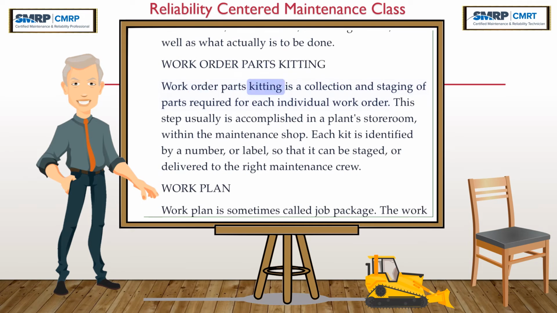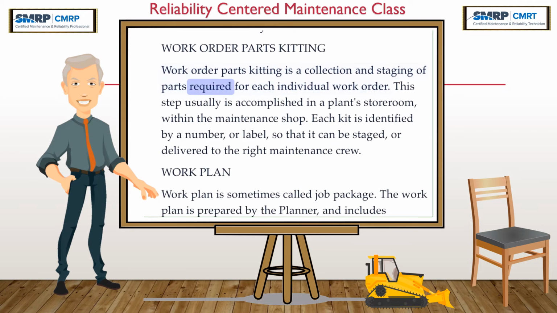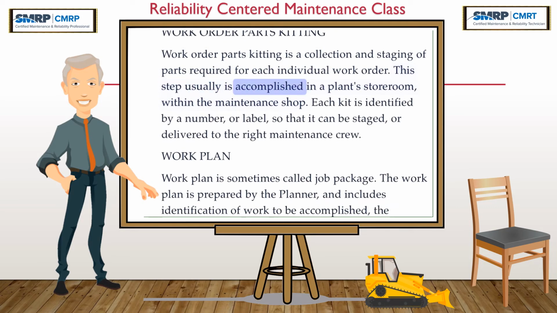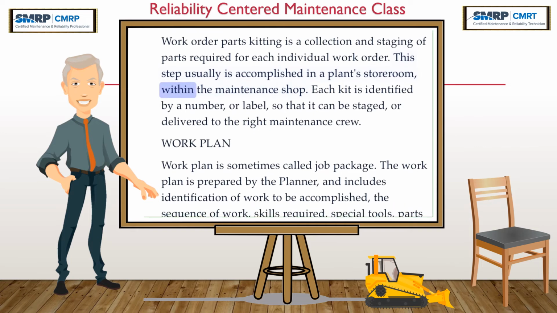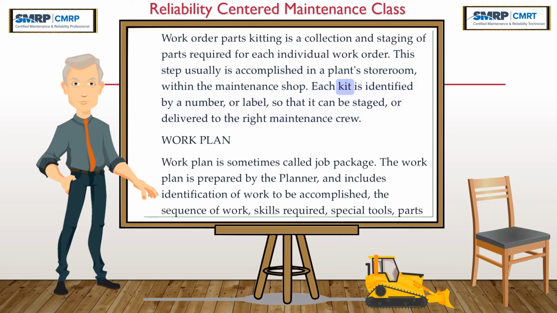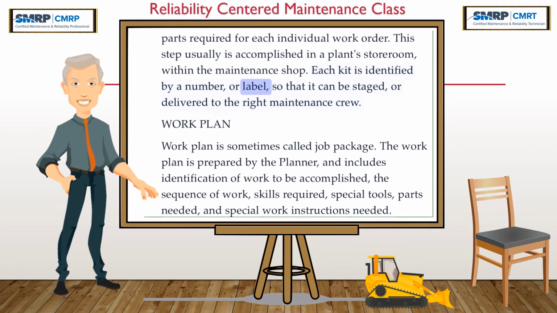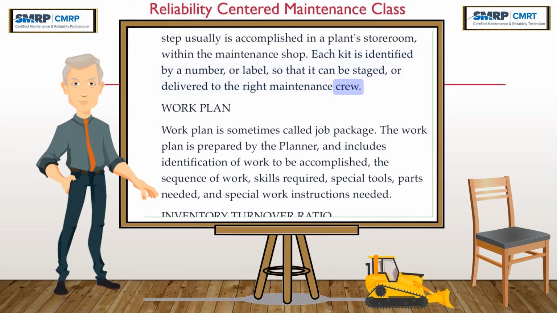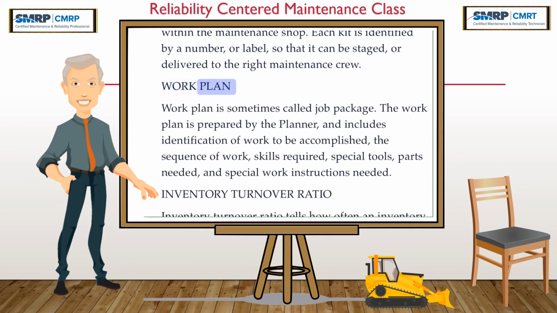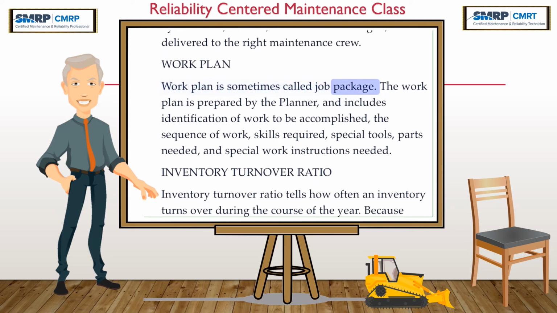Work order parts kitting. Work order parts kitting is a collection and staging of parts required for each individual work order. This step usually is accomplished in a plant storeroom, within the maintenance shop. Each kit is identified by a number, or label, so that it can be staged, or delivered to the right maintenance crew.